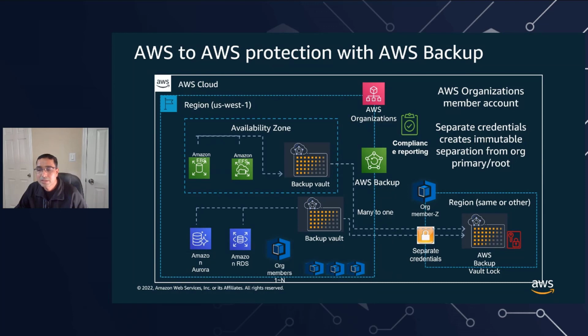Separate credentials create immutable separation from org versus root users. When a ransomware event occurs, you can go back to the golden copy from the backup vault and get it restored. Finally, you could also use the compliance and reporting capabilities of AWS Backup Audit Manager that Marcos covered. That will help you stay on top of all your data protection mechanisms.